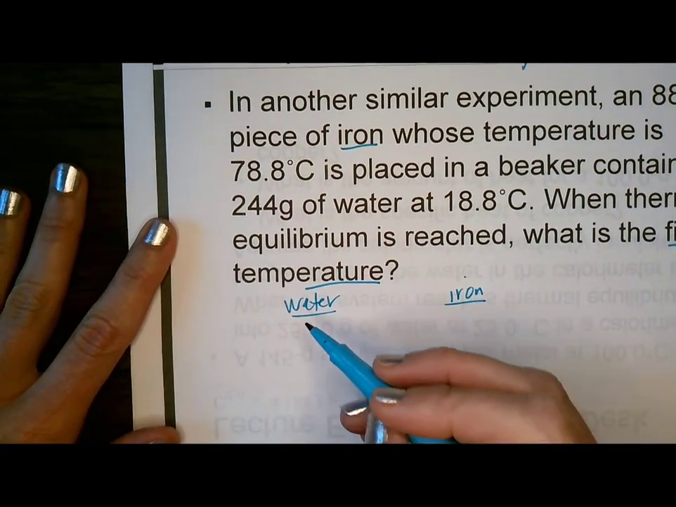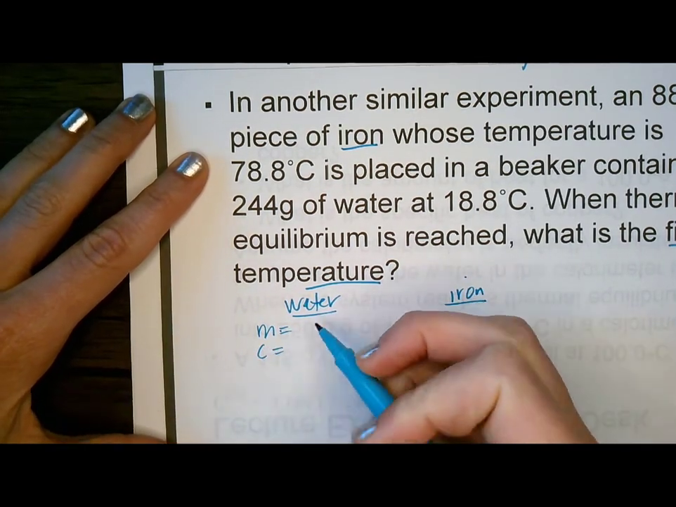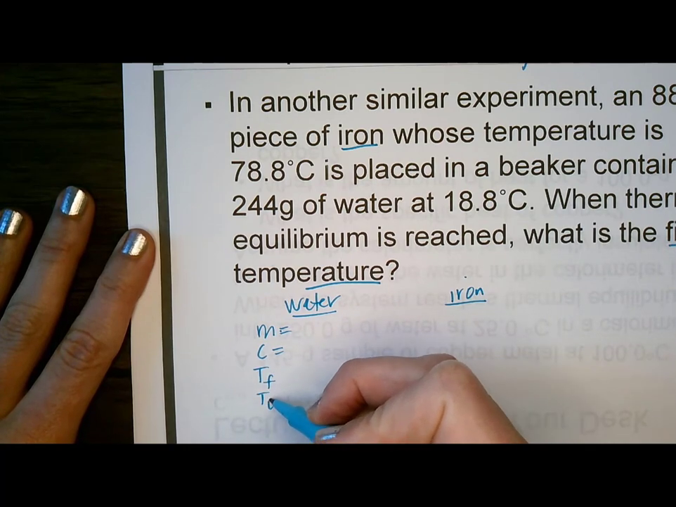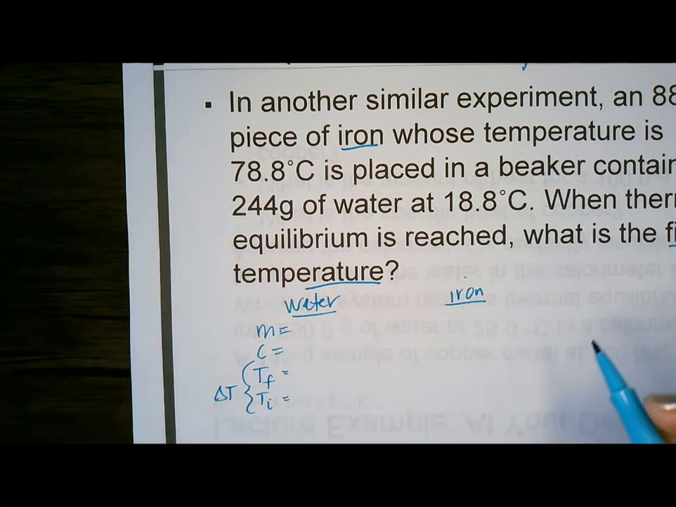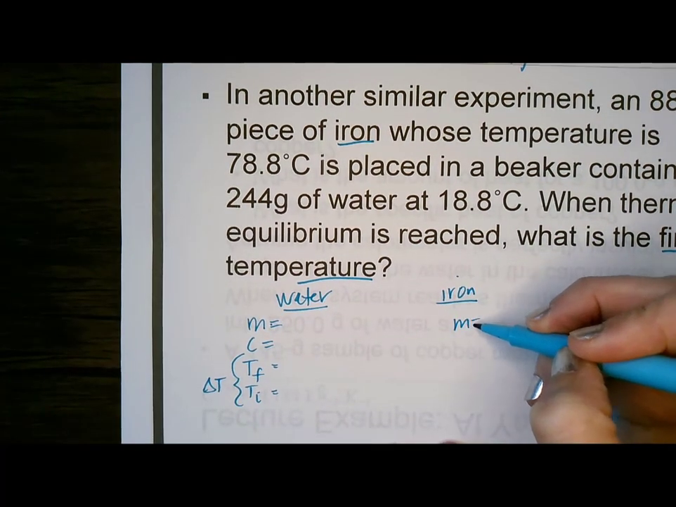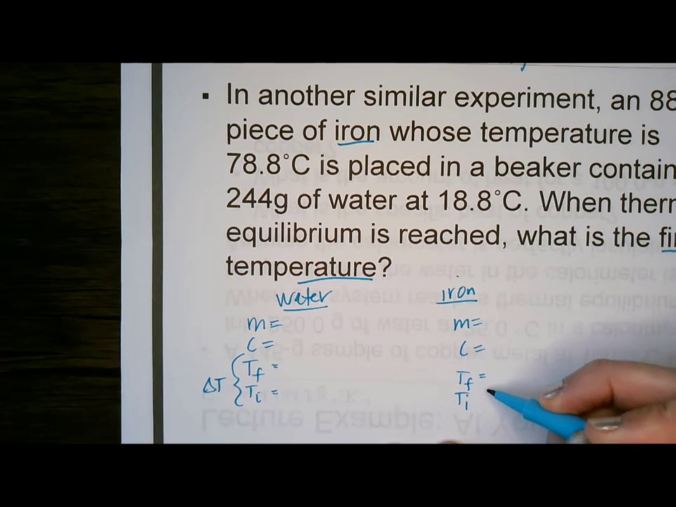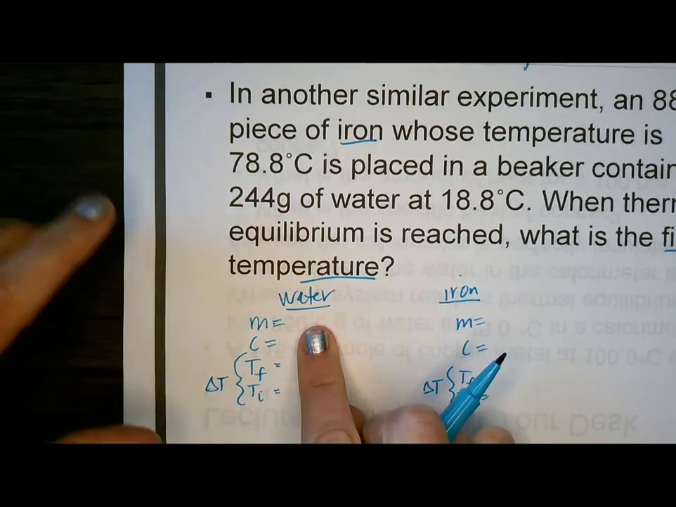Okay, so let's write down our water. We need M, we need C, and instead of delta T, I'm going to write TF and TI. We know this is our delta T. And then we're going to do the same: M, C, TF, and TI. All right. Water.